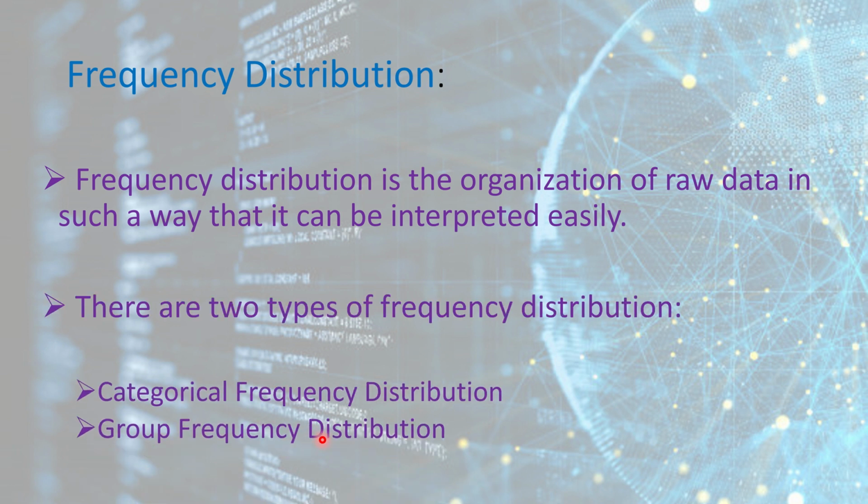We usually talk about two types of frequency distribution. One is the categorical frequency distribution, whereas the next one is the group frequency distribution, which is divided into further two groups: ungrouped frequency distribution and, obviously, grouped frequency distribution.